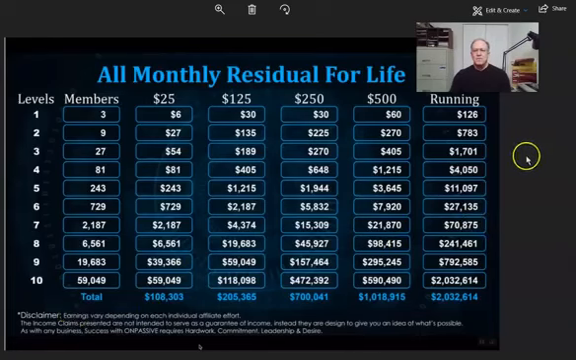Let me run over to the compensation chart very quickly and go over that. As we come in, we all come in as customers, and we have to pick a membership level. The membership levels are 25, 125, 250, and 500. In each membership level, there is a product package, and we will get that package. So as we come in, you'll pick a membership level and get that product package.